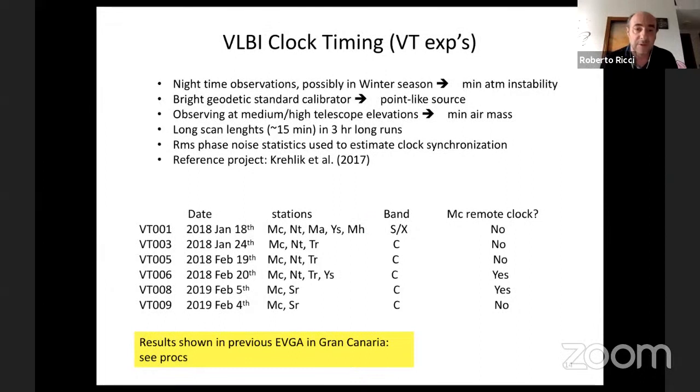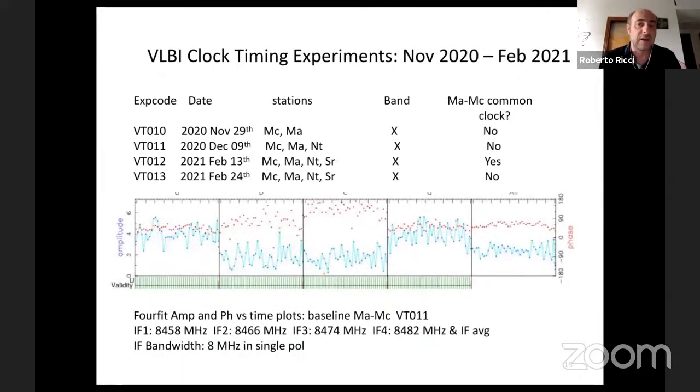So we performed a series of experiments, possibly in winter season, on a bright geodetic standard calibrator using mid-high telescope elevation in scans of 15-minute length. And the goal is to get the RMS phase noise statistics following the scheme by Kralik et al. 2017. So we performed a list of experiments between November 2020 and February 2021.